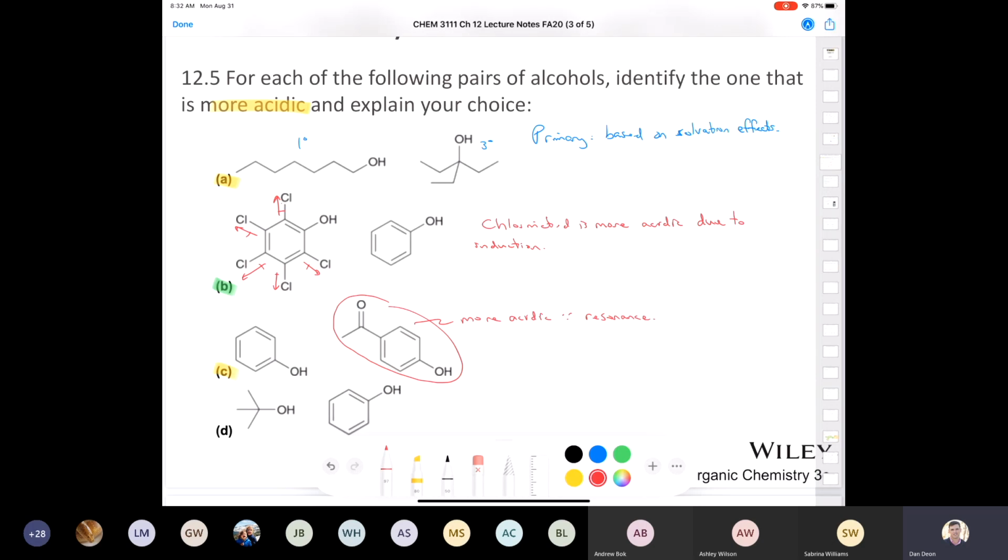Mauricio asked, doesn't resonance trump induction? But Mauricio, if you look at these examples here, they both have the same number of resonance structures. They have the exact same resonance structures. And so you can't use that as a way to explain the difference between the relative acidities.